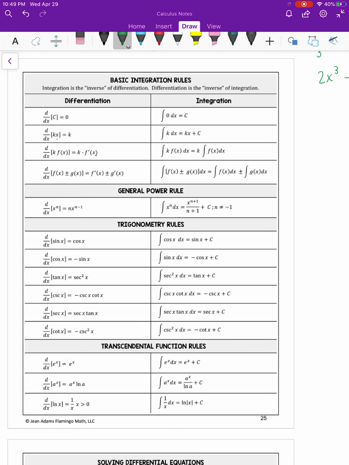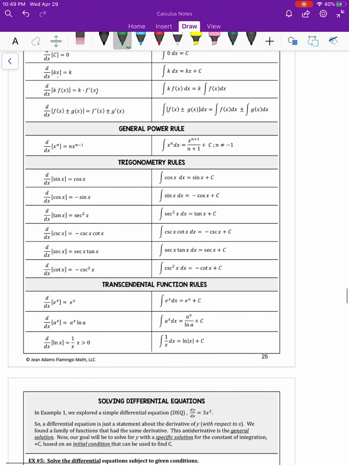Okay, so the derivative of k times f of x, you can bring the k out front times f prime of x. If you're integrating k f of x dx, you can bring the k out front times the integral of f of x dx. If I'm taking the derivative of f of x plus or minus g of x, I can take the derivative of f of x plus or minus the derivative of g of x. If I'm integrating f of x plus g of x dx, then I can integrate f of x dx plus or minus the integration of g of x dx.